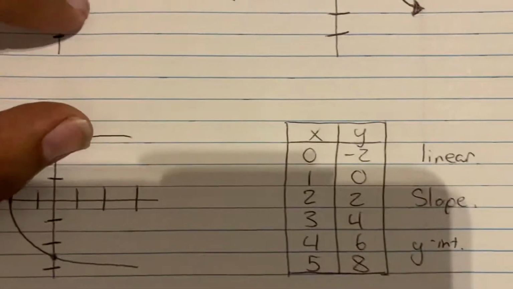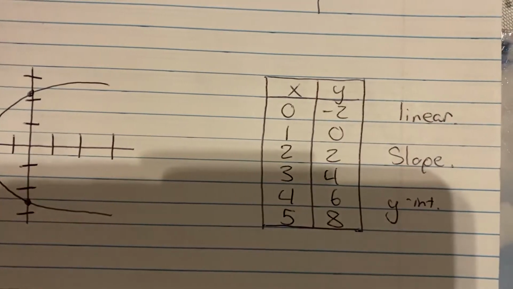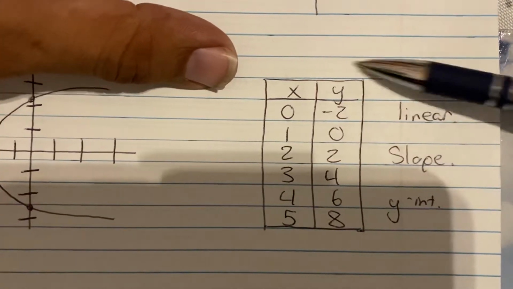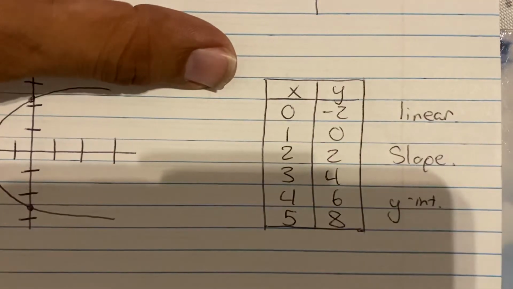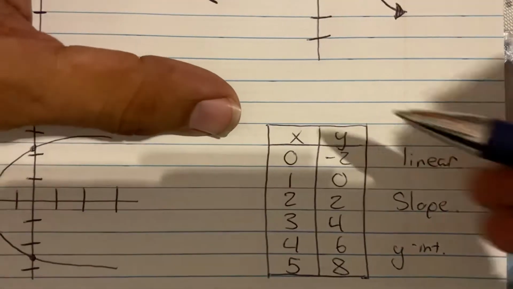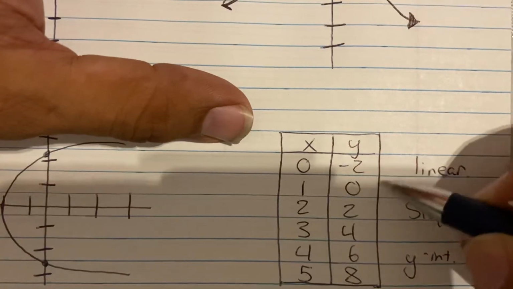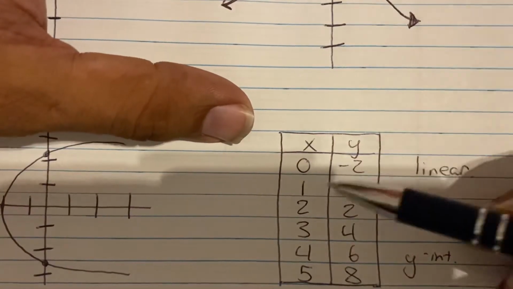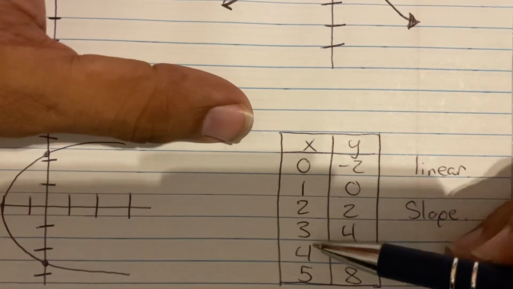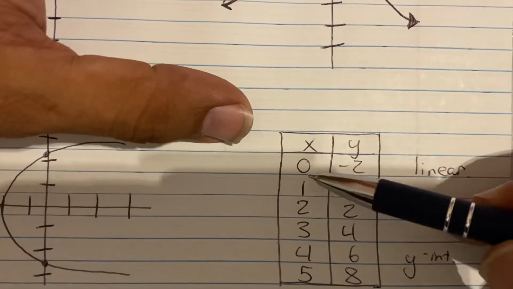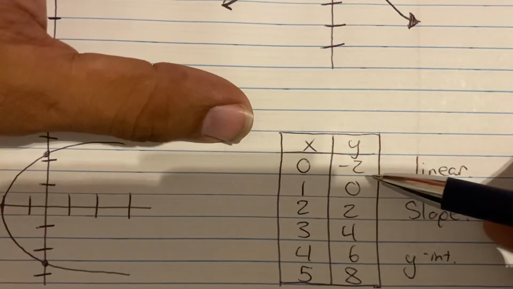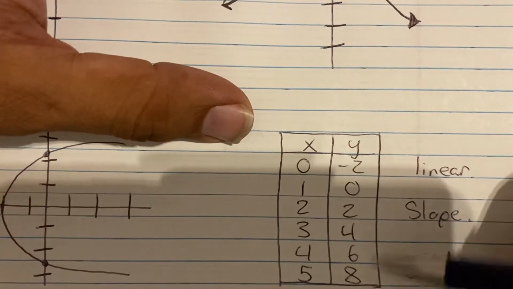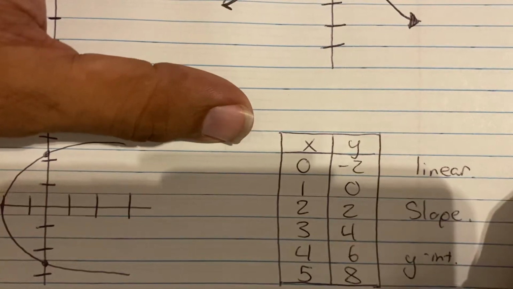The second part is being able to find out if something is linear, what its slope is, and what its y-intercept is, just from a chart. Okay, so linear means it increases the same rate all the way through. So this is 0, 1, 2, 3, 4, 5. That's just going up 1 every single time. This one is -2, 0, 2, 4, 6, 8. This is also going up 2 every single time.